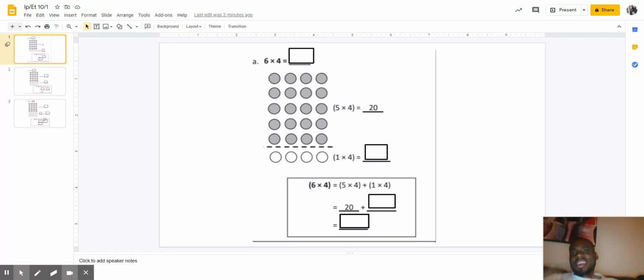All right. Now it's time to talk about distributive property. Distributive property, friends. We talked about it earlier, last week to two weeks ago, and we're going to talk about it today.